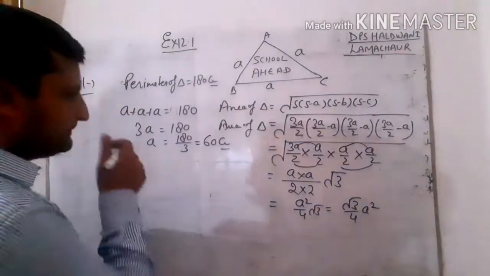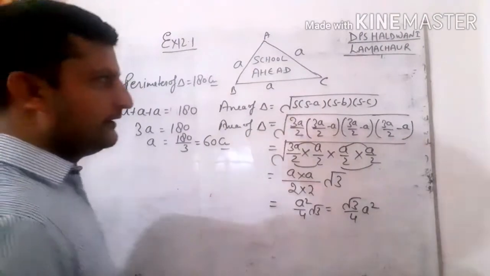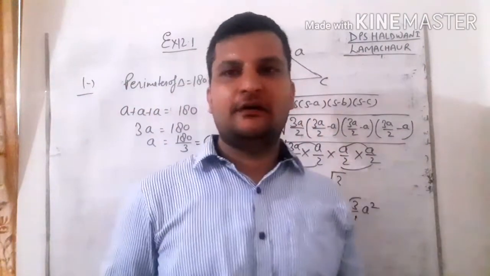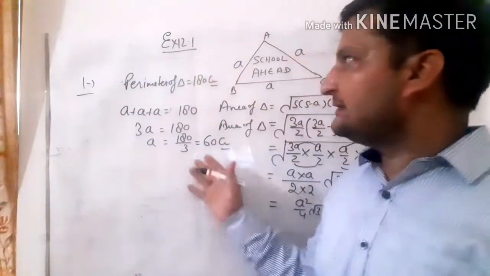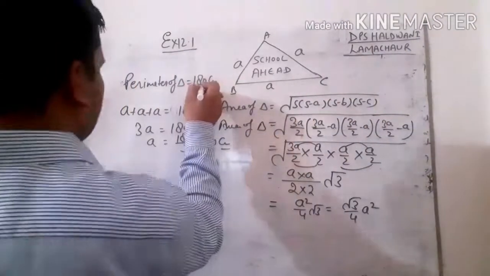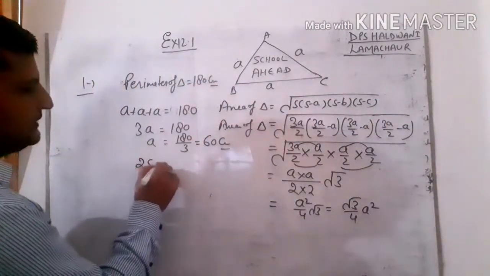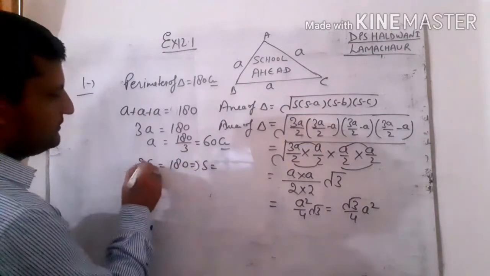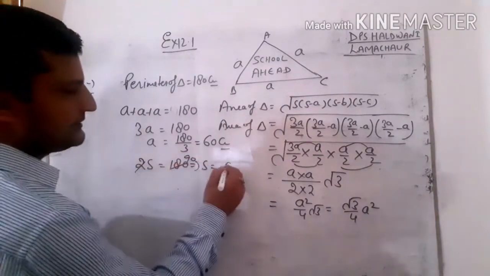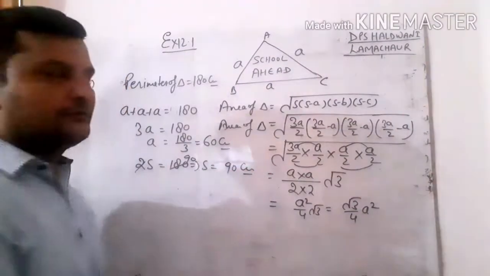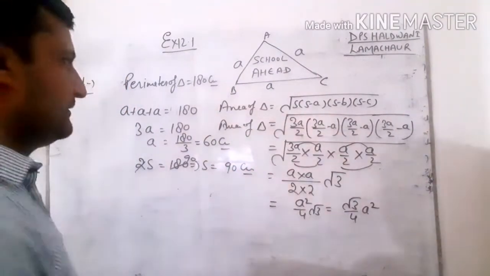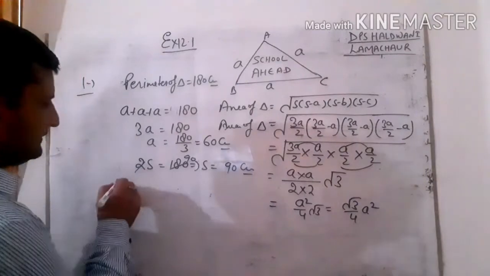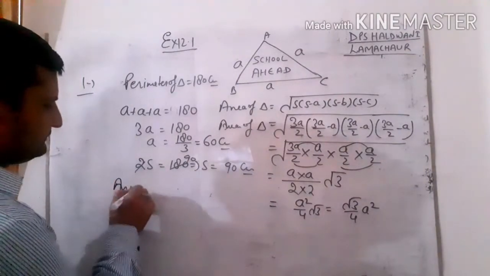Now we have to find the area of this triangle. Now student, we have to find S first. How can we find the value of S here? It is given that the perimeter is equal to 180 centimeters. Perimeter means 2S is equal to 180. So we can say that S is equal to 180 by 2. So the value of S is equal to 90 centimeters. Now we can use the formula easily. So now we can find the area.